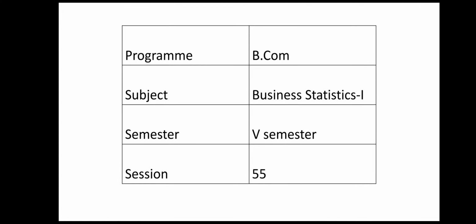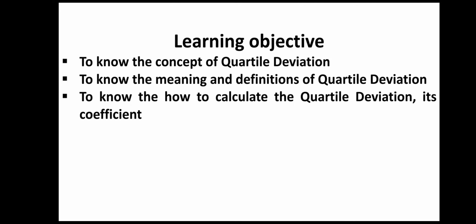In the previous session, we learned what the meaning of range is and how to calculate the range. In this session of measure of dispersion, let us learn about quartile deviation. The objective of the learning is to know the concept of quartile deviation, to know the meaning and definitions of quartile deviation, and to know how to calculate quartile deviation and its coefficient.